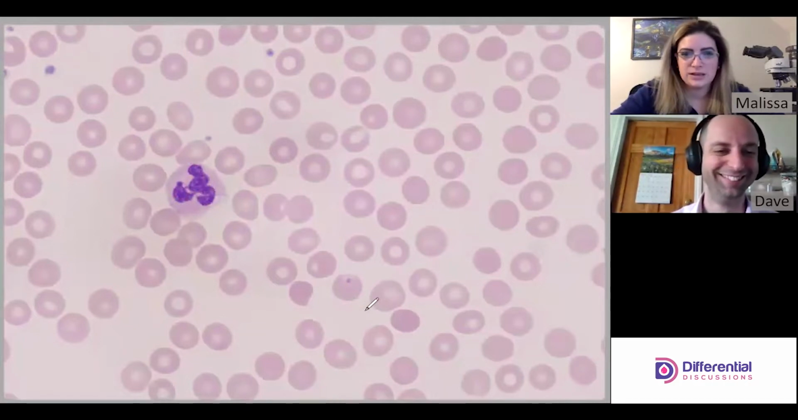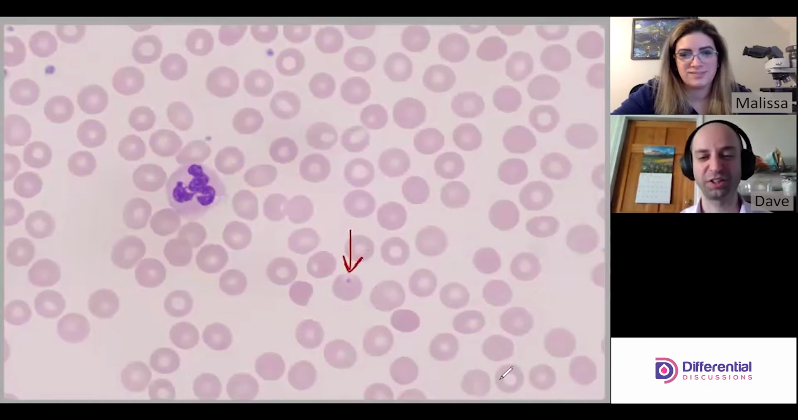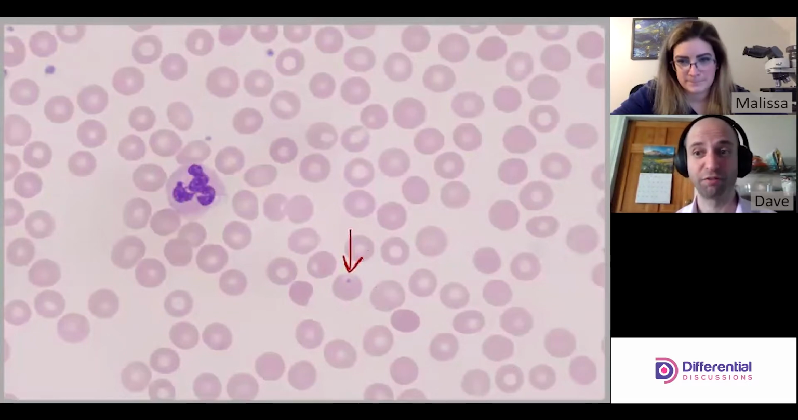I think the other thing that's cool to point out here is this right here. It's a good opportunity. There are times where there will be what we would call an inclusion, things inside of red cells. And this is not that.